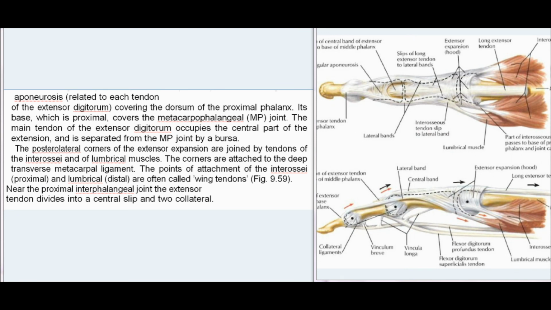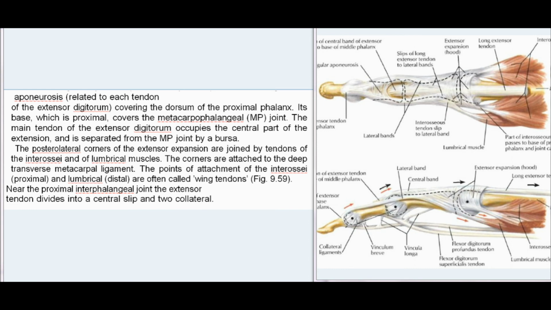Its base, which is proximal, covers the metacarpophalangeal, MP, joint. The main tendon of the extensor digitorum occupies the central part of the expansion, and is separated from the MP joint by a bursa. The posterolateral corners of the extensor expansion are joined by tendons of the interossei and of lumbrical muscles. The corners are attached to the deep transverse metacarpal ligament. The points of attachment of the interossei, proximal, and lumbrical, distal, are often called wing tendons, Fig 9.59.